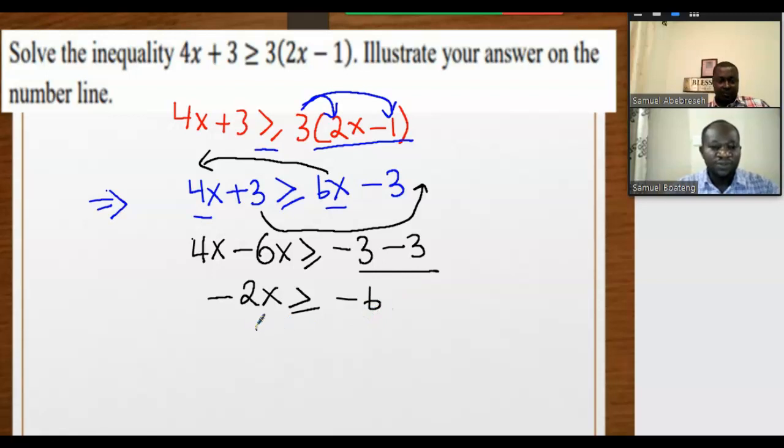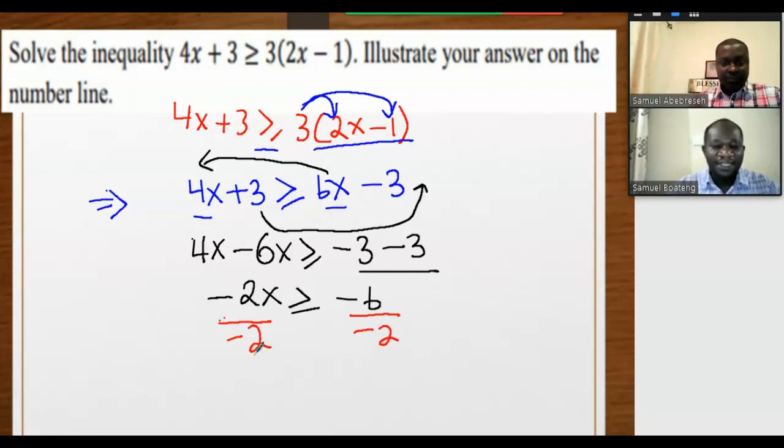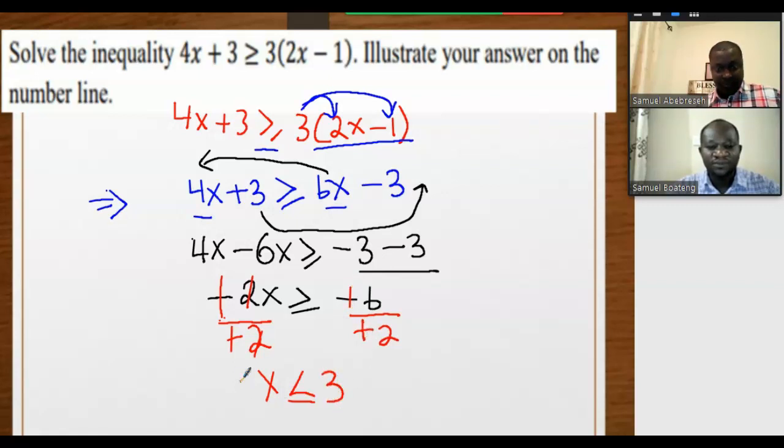So we want to find our x. So let's divide both sides by minus 2. Now remember, for inequalities, as soon as you divide by a minus, the inequality sign changes. So on the left-hand side, minus 2 will cancel minus 2, leaving x. So the inequality sign will change to less or equal to 6 divided by minus 2. You have 3. We have our x less or equal to 3.